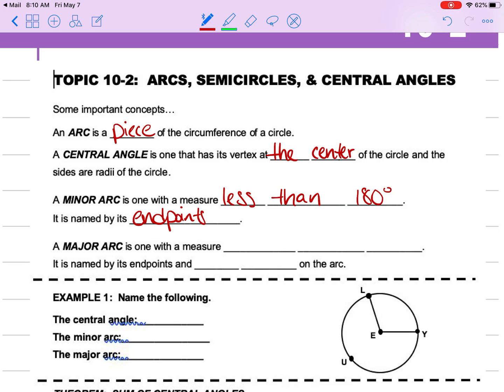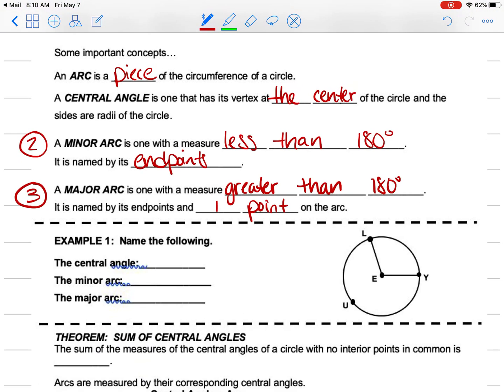A major arc is one with a measure greater than 180, and it's named by its endpoints and one other point on that arc. So when we name a minor arc, we need 2 points, and when we name a major arc, we need 3. So let's look at an example here.